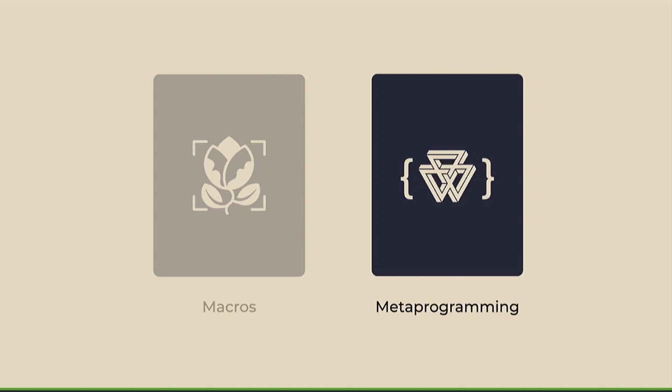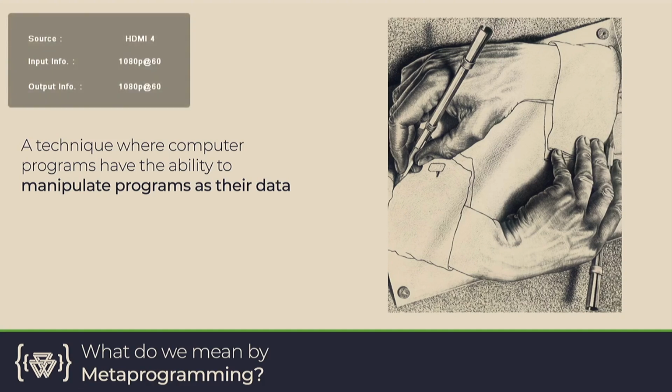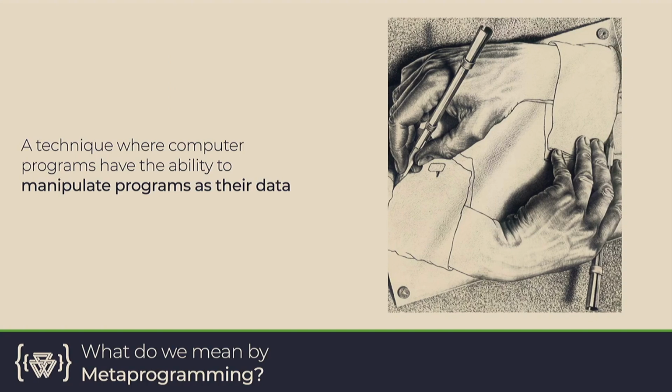And so I'll give you a bunch of definitions. Metaprogramming is a technique where computer programs have the ability to manipulate programs as their data. This is the most general definition that you find everywhere. And this seems quite easy. I mean, you can easily write a program that takes another program and does something with it, right? So it doesn't seem particularly special.